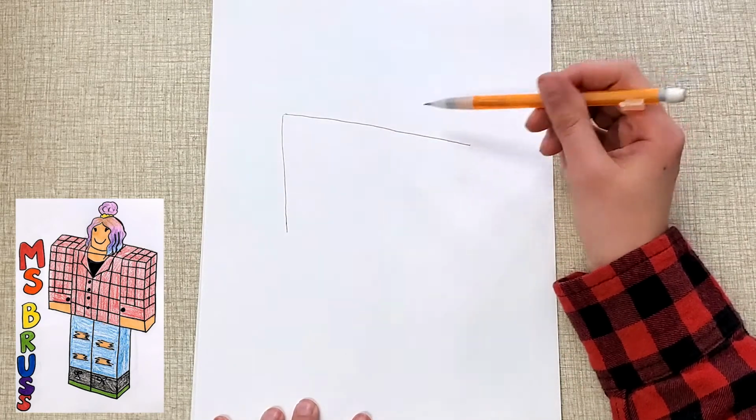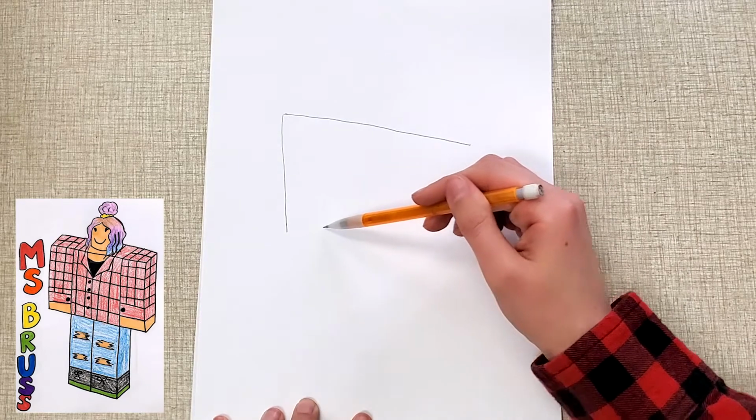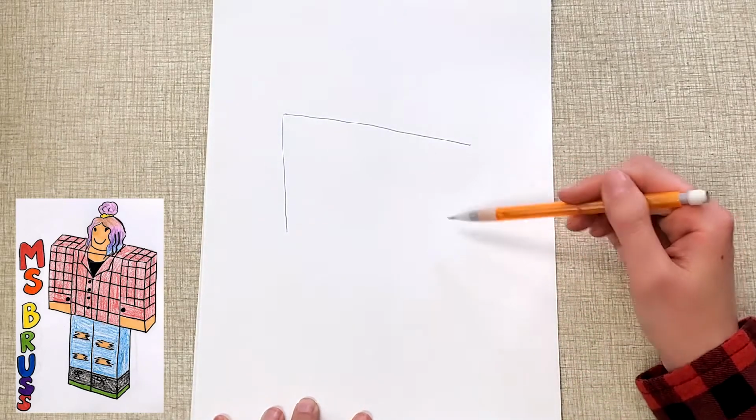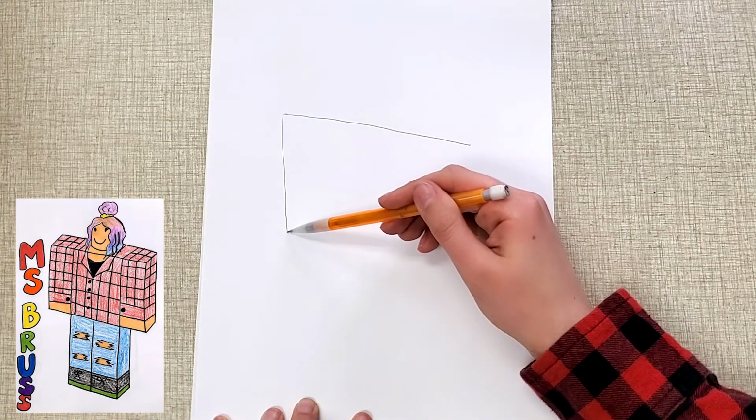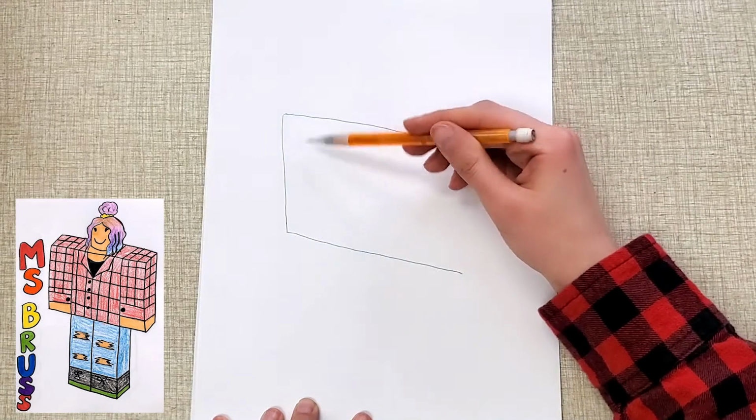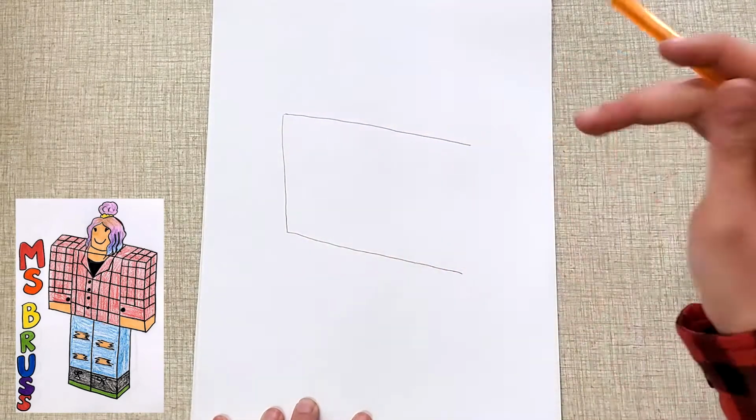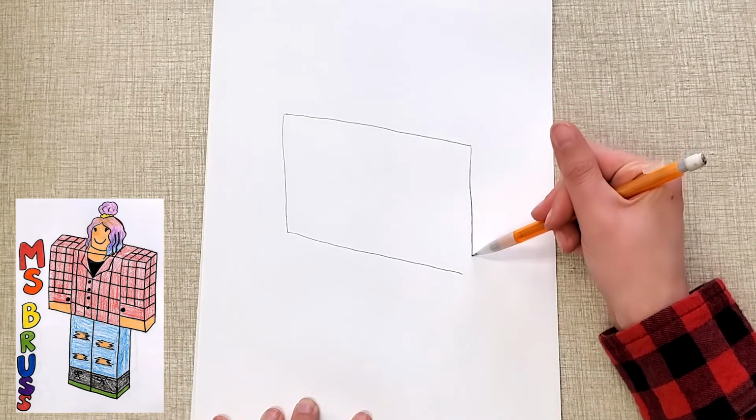And the really important part now is when I do this next line, it needs to be the same as this one. So if I go straight across, that's not going to look right. I want my other line to look just like this one. So angle down. You can look at the amount of space between the two. If it's about the same here and here, then it's fine. And on this side, this line straight up and down.